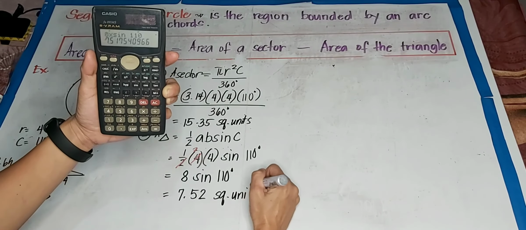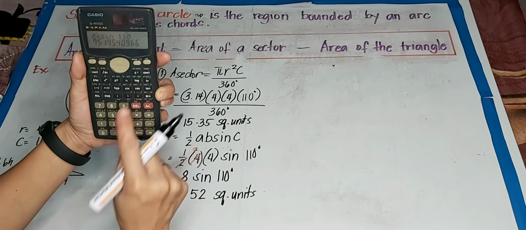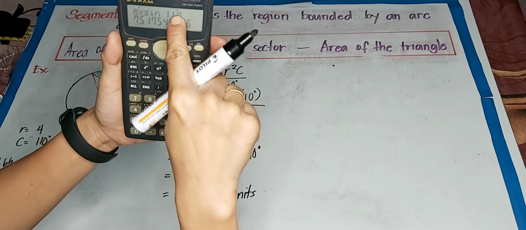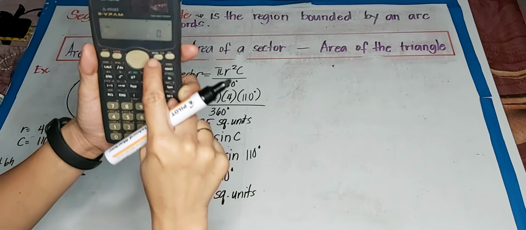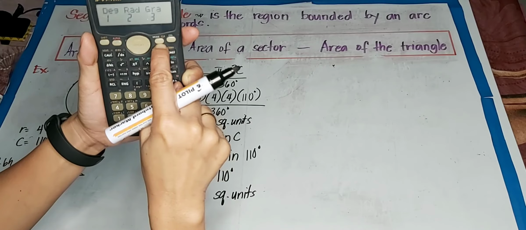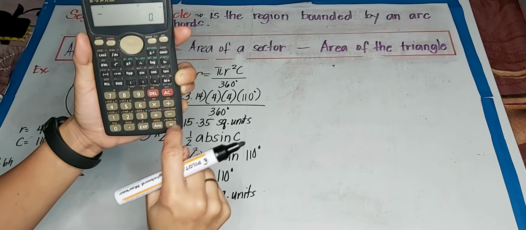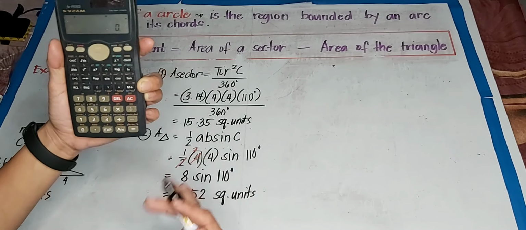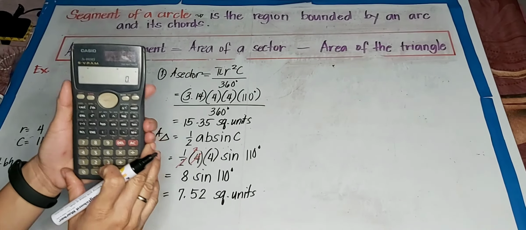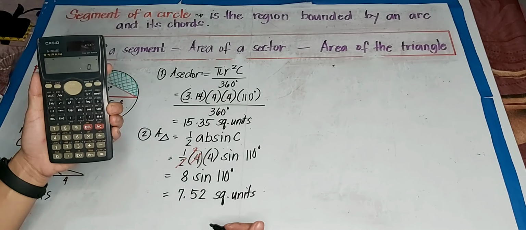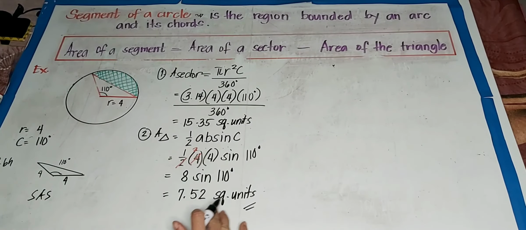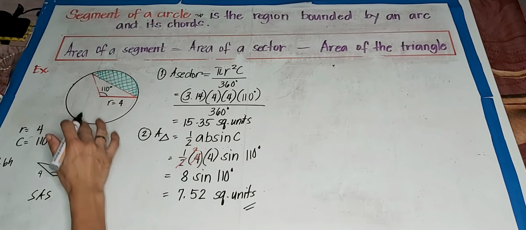Before I forget, make sure na ang calculator natin ay nasa degree mode. Ayan, naka-degree mode. So, paano makukuha yan? Pwede nyo tingnan yung mode ng inyong calculator. Ayan, degree. Okay, meron din naman ganito sa mga cellphones kung pwede nyo siyang i-download or i-install. So, again, meron tayong 7.52 square units para sa ating triangle.